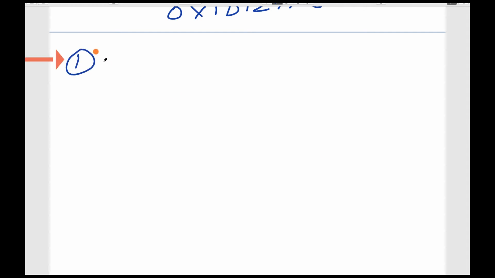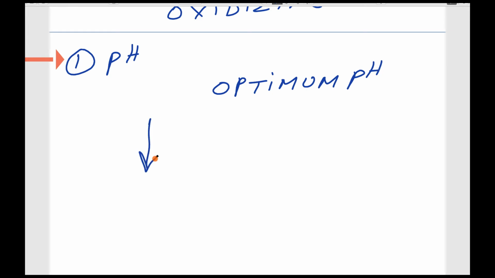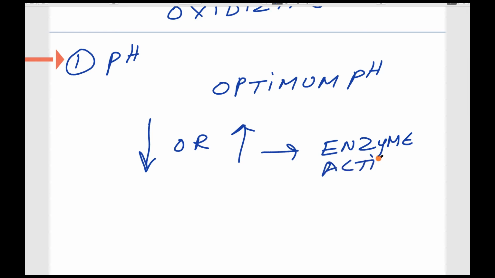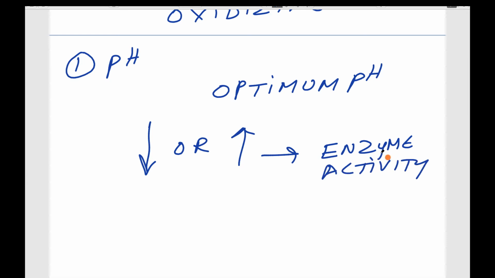The first one is pH, hydrogen ion concentration. Each enzyme has got an optimum pH. What does optimum pH mean? It is the pH at which enzyme velocity is maximal. Variation from this optimum pH, either decreased or increased, influences the enzyme activity. pH has a very crucial role.